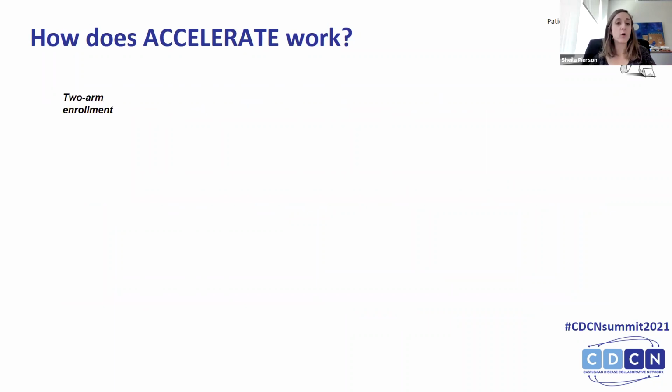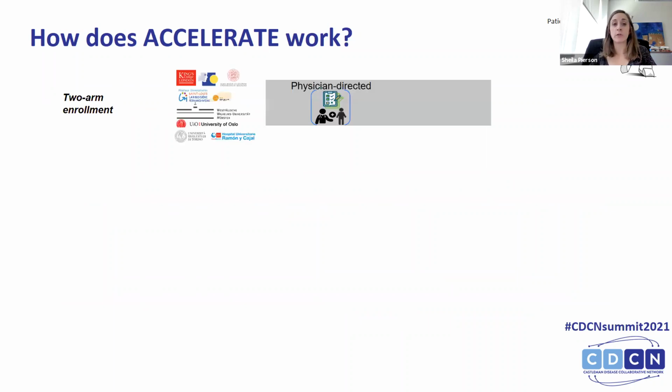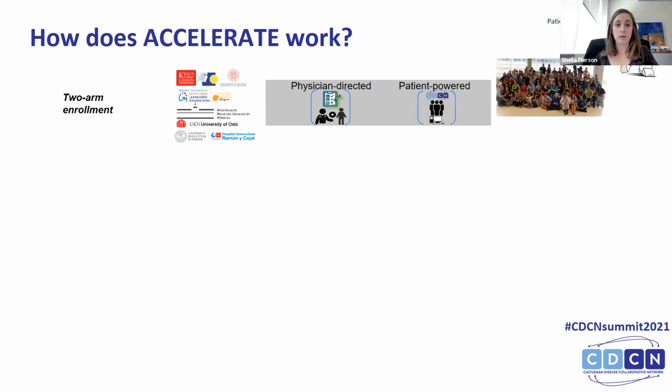So it's actually a 2-arm enrollment. Some of you on this call might actually be involved in what we call our physician-directed arm. For patients who are in the UK, Italy, France, Germany, Norway, Spain, those patients will enroll through some collaborator physicians that we have. We have some really great collaborators who will enroll patients in their clinic, and they'll help to get those patients involved in Accelerate. So if you're in any of those areas and you have questions, feel free to reach out to us.